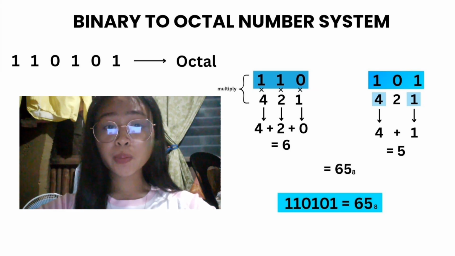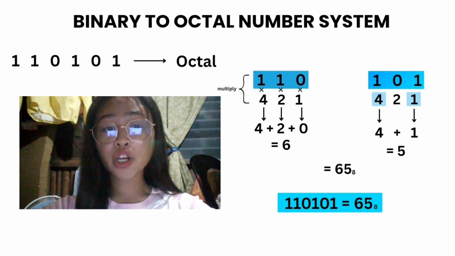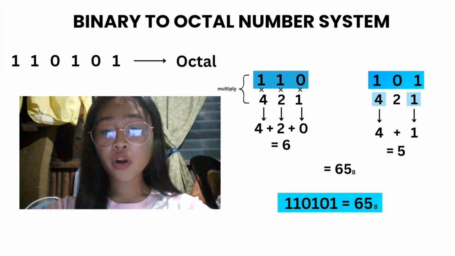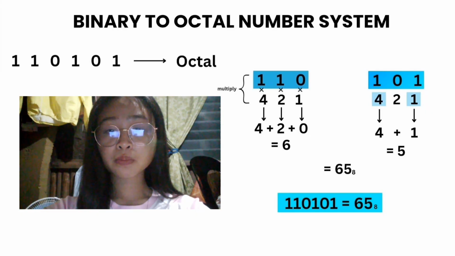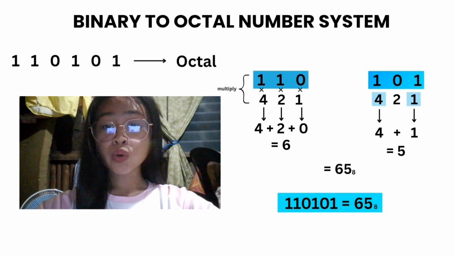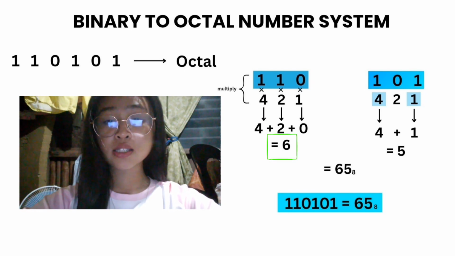The first group of numbers is 110, so each number will be multiplied to their corresponding number in 4 2 1. So, 1 times 4 is equal to 4, 1 times 2 is equal to 2, 0 times 1 is equal to 0. Now, we have to add 4, 2, and 0. So, 4 plus 2 plus 0, that would be 6.